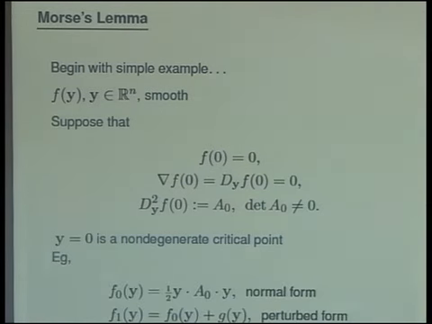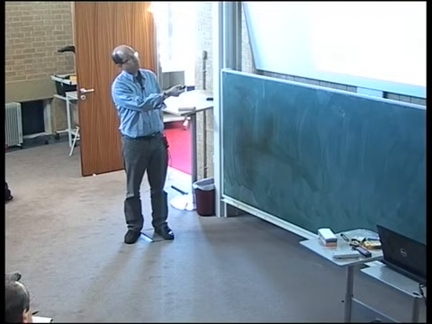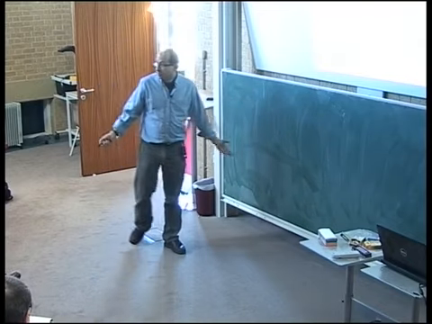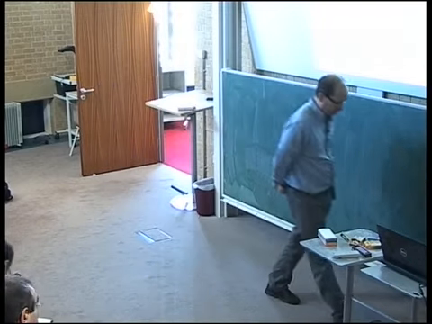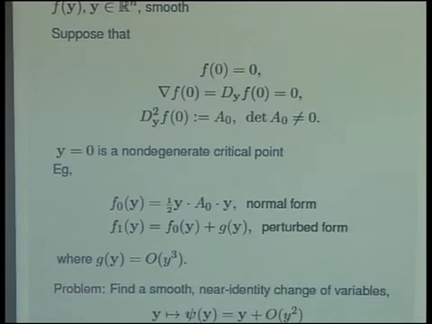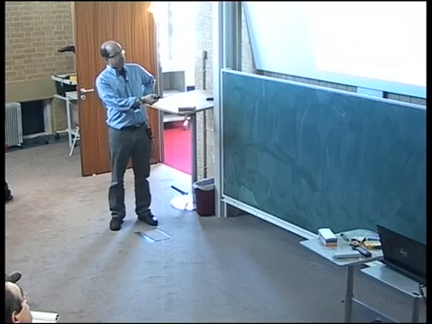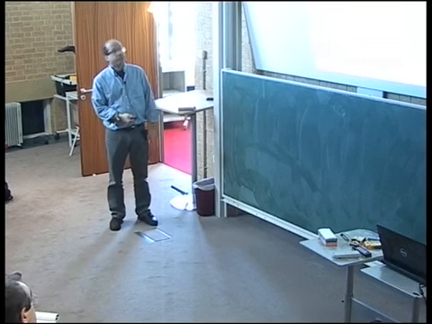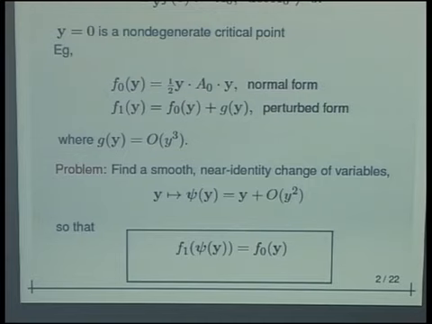So an example of such a function is just the quadratic form, f naught, I'll call it. That's your normal form. I mean, that's the simplest function that has these properties. And our perturbed function, you add some higher order terms to your normal form. And then the question is, can I find a change of variables, y goes to psi of y? It should be smooth. It should be close to the identity, so points close to the origin aren't changed much. So that this change of variables brings my perturbed function into the original function.